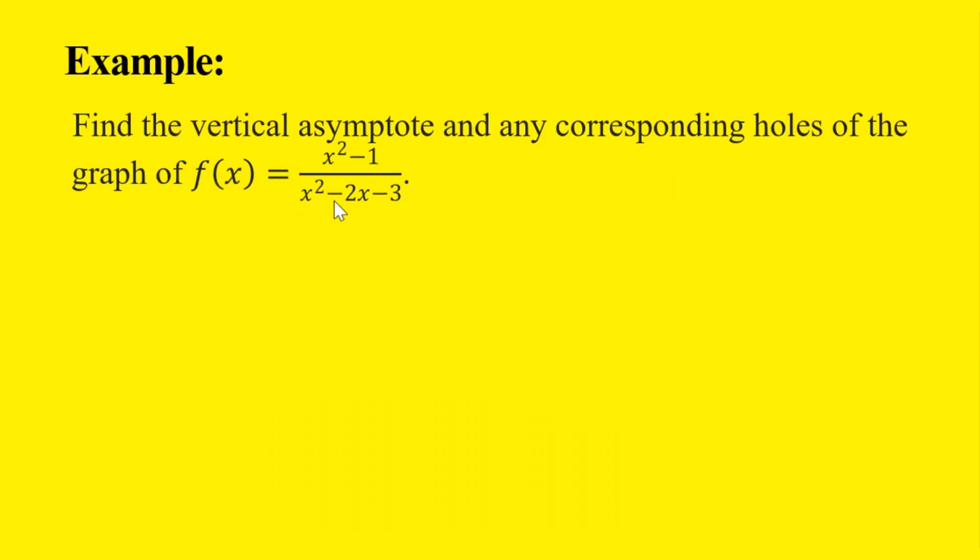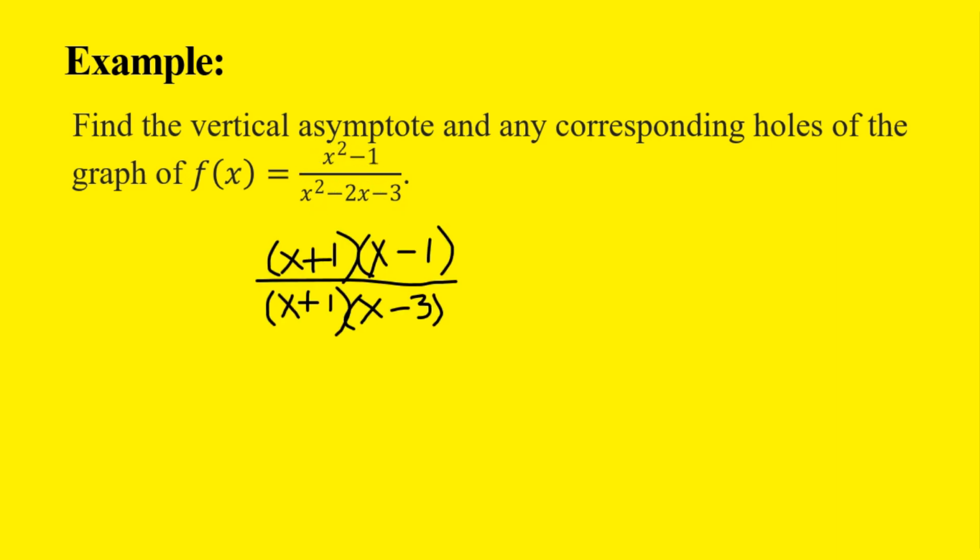Now, let's take a look at this example. We have this rational function x squared minus 1 over x squared minus 2x minus 3. Now we want to identify the vertical asymptote and any corresponding holes. So we know the first step is to always factor the numerator and the denominator. And so we see that the numerator factors into x plus 1 times x minus 1, and the denominator factors into x plus 1 times x minus 3.